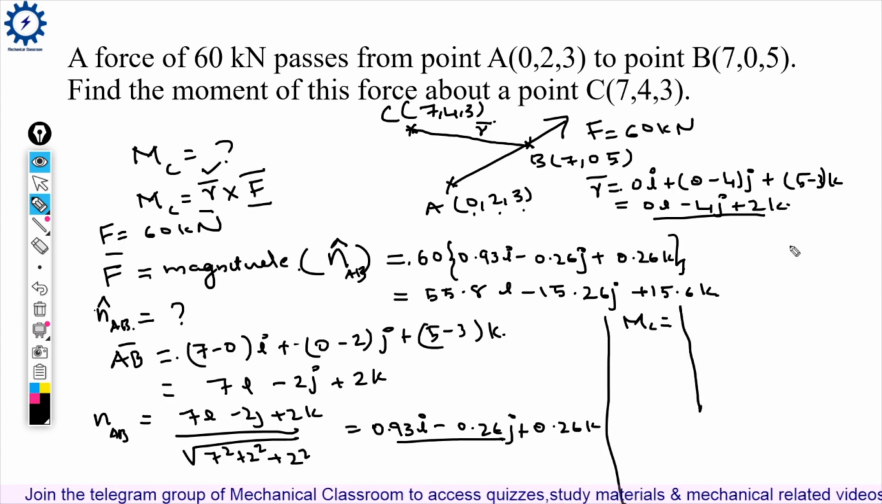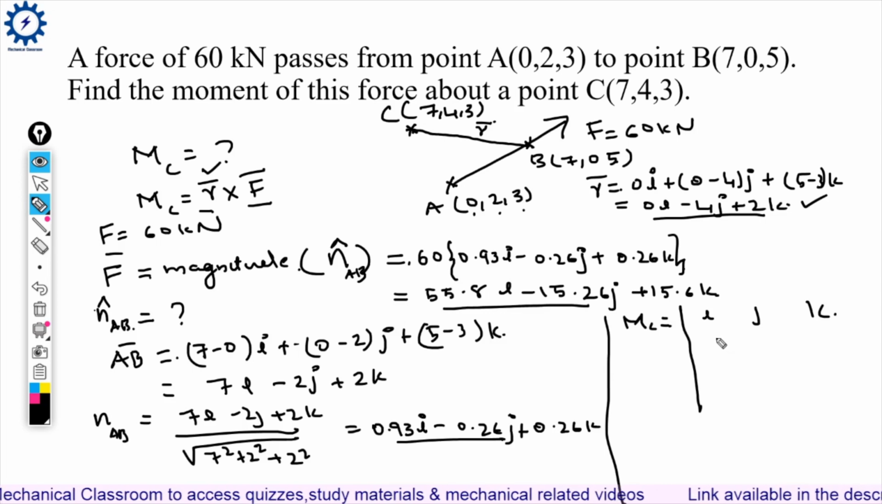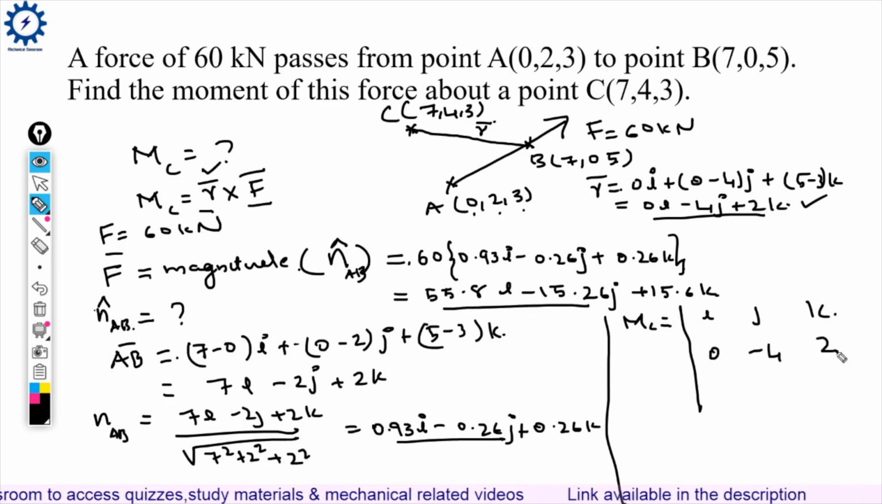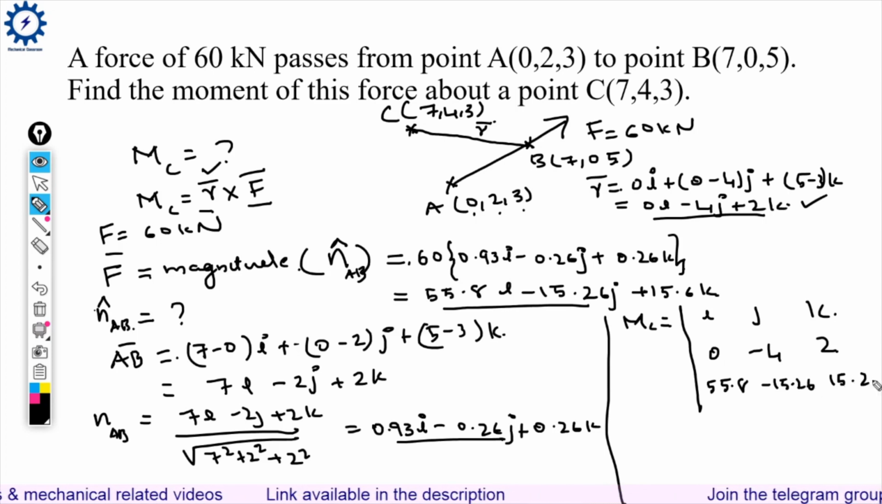Moment of force about C equal to R cross F. Well, we have determined R here. We have determined force magnitude here. Substitute the values. Determine ijk, 0, minus 4, 2. And the force value is 55.8, minus 15.26, 15.26.